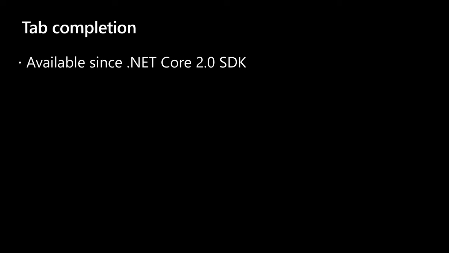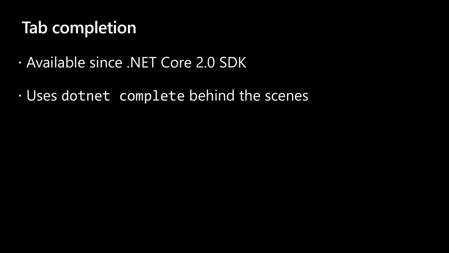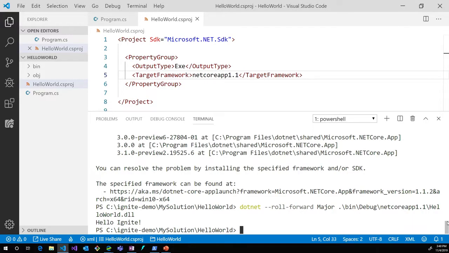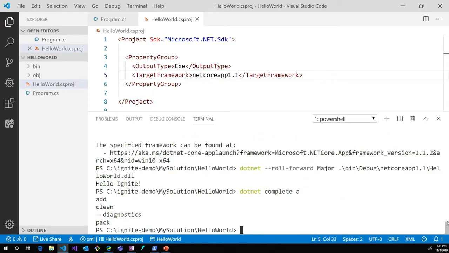Okay, so tab completion. Tab completion has been available since the .NET Core 2.0 SDK, but it's still a little bit unknown, so we're trying to spread the word about this feature. It uses dotnet complete behind the scenes. It's a little command that you can use to test what it would look like. If I say dotnet complete A, it shows what matches the letter A and what the options would be.